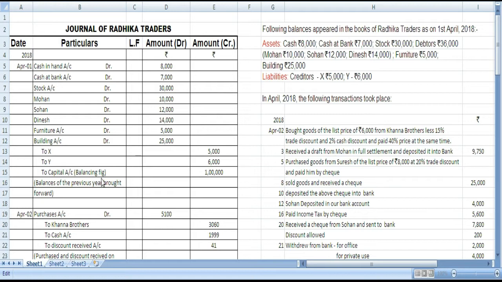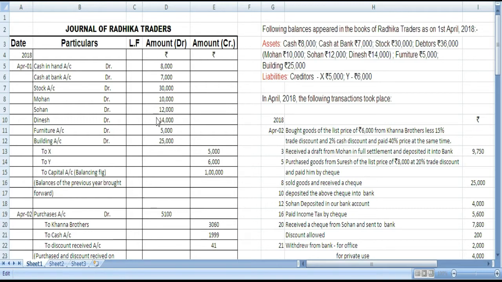So students, if you get the amount of balance on the to side, you will write to capital account as balancing figure. But if you get the balancing figure on the debit side, then you will write goodwill account balancing figure. Suppose this 1 lakh was less on the debit side, we would have written goodwill account balancing figure. Then here is the narration, balances of the previous year brought forward.